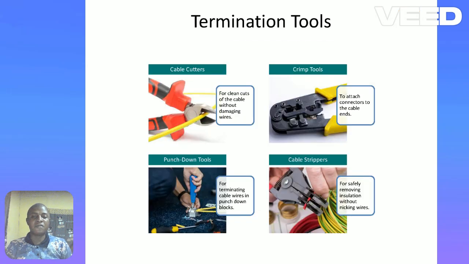Moving on, we have the termination tools. Number one, we have the punch down tools, we have the clipping tool, the cable cutter, and many other things. We have the nose pliers and all that. These are some of the tools we make use of in termination, in order to clip the RJ45 together with the wire. These tools are very important. Without them, you can't do anything reasonable.